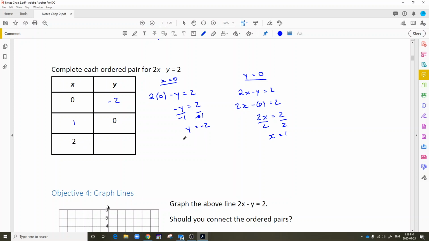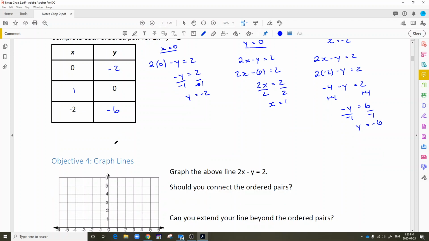And then lastly, when x is negative 2, I plug into this equation. Again, whatever I'm going to sub in for, I just replace it with a bracket. You can even do it right before. Put a negative 2 in there. 2 times negative 2 is negative 4. And then I'm going to add 4, negative y equals 6, divide by negative 1, and I get y equals negative 6. So when x is negative 2, y is negative 6.